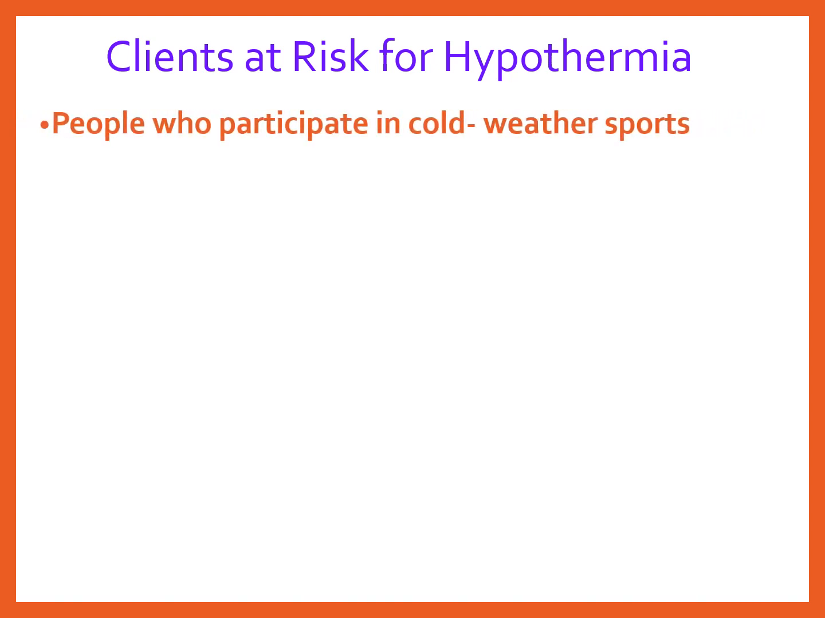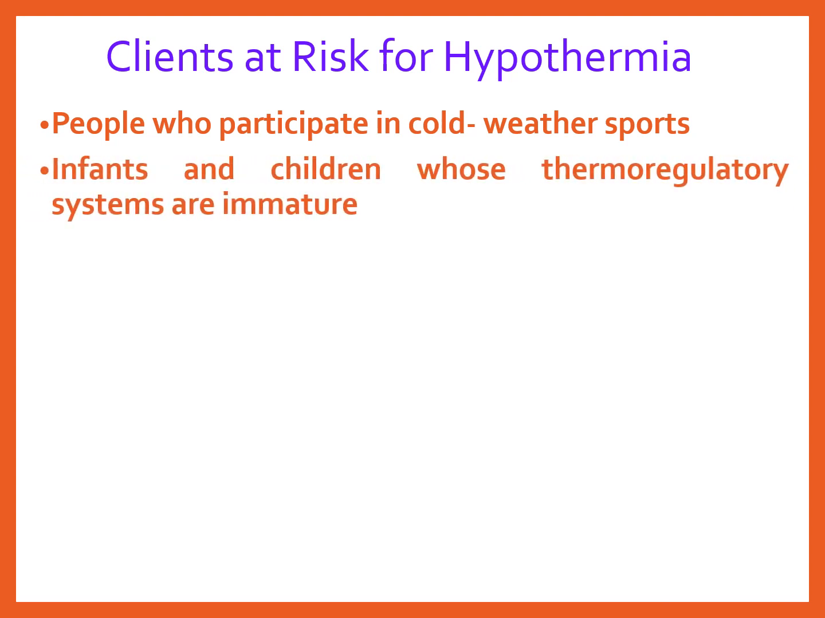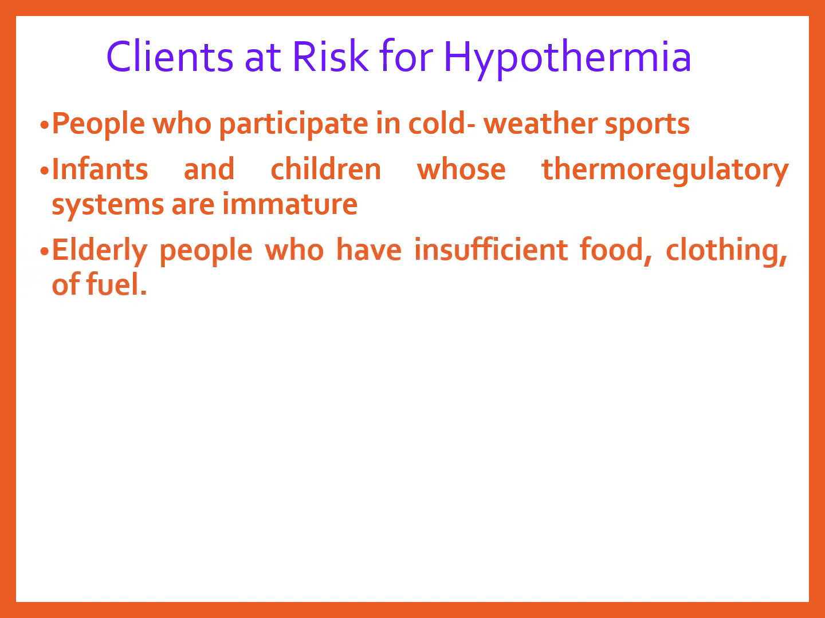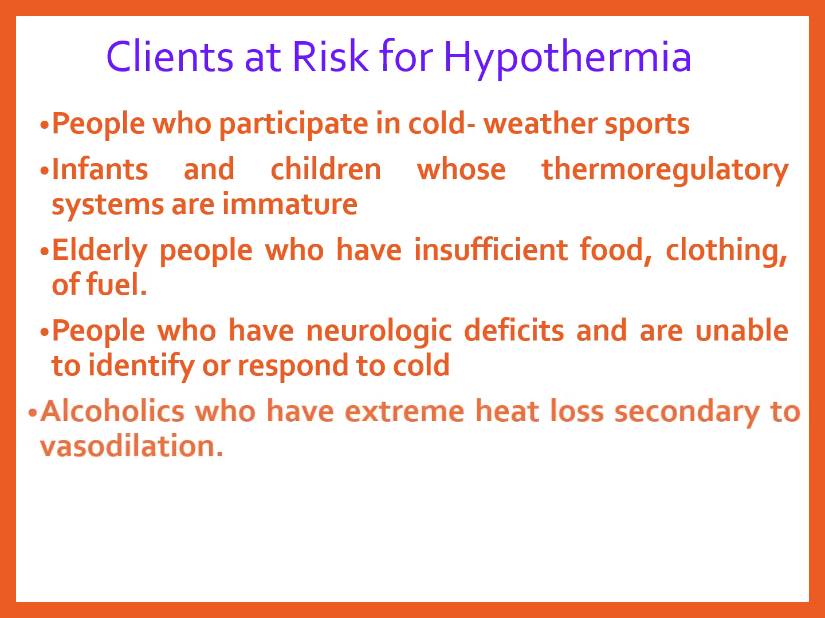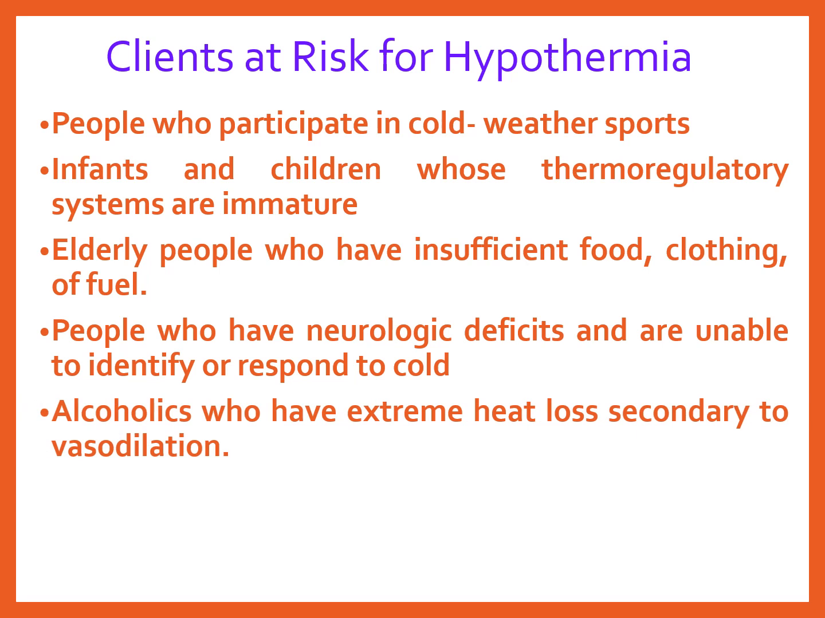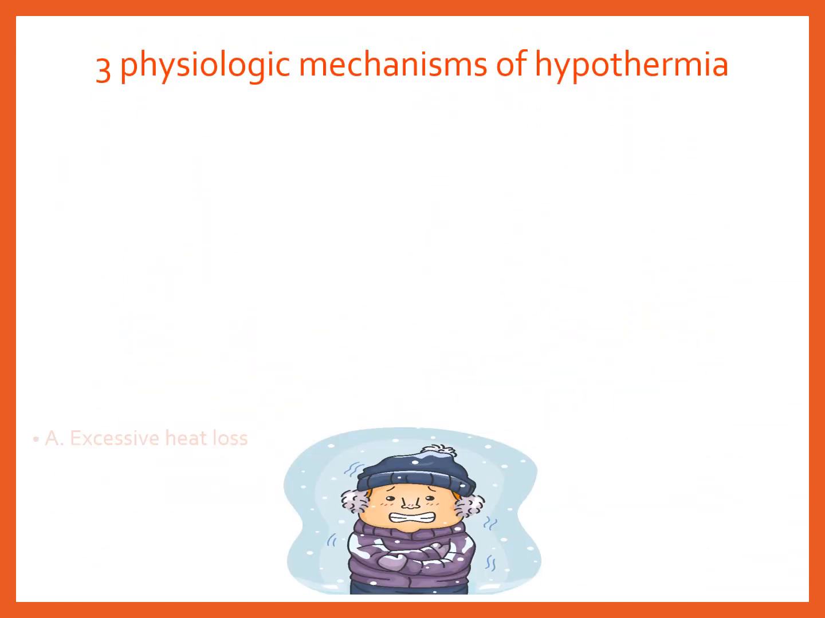So these are people who participate in cold weather sports, infants and children whose thermoregulatory systems are immature, elderly people who have insufficient food, clothing, or fuel, people who have neurologic deficits and are unable to identify or respond to cold, alcoholics who have extreme heat loss secondary to vasodilation, and street people who lack adequate clothing and shelter.